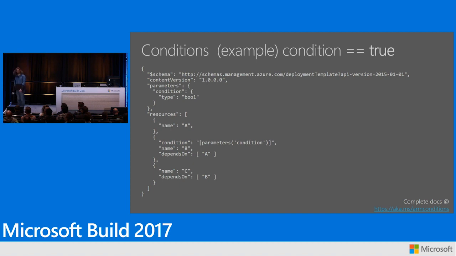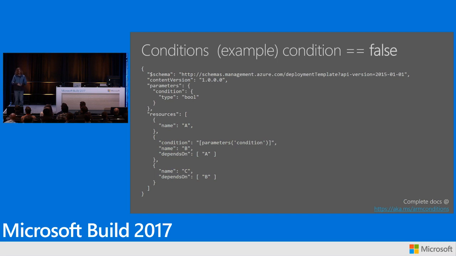So here is a simple pseudocode template. We have three resources, A, B, and C. C depends on B depends on A, but B has a condition on it, and you'll see that's a bool. If we supply condition is true, the way this executes is first we will deploy resource A. We will then deploy resource B, and then we will deploy resource C. So in other words, if it's true, it behaves exactly like it does today. No big deal.